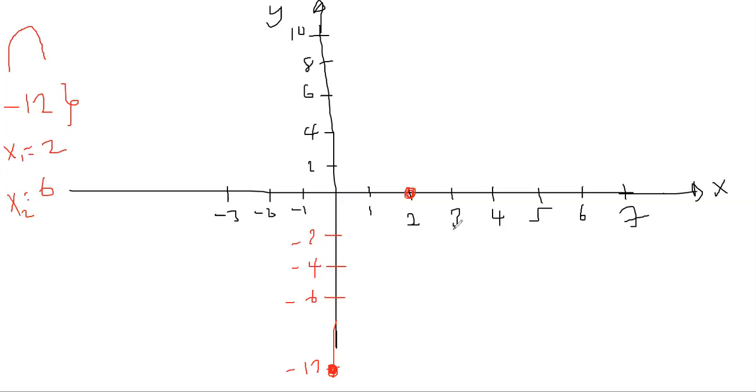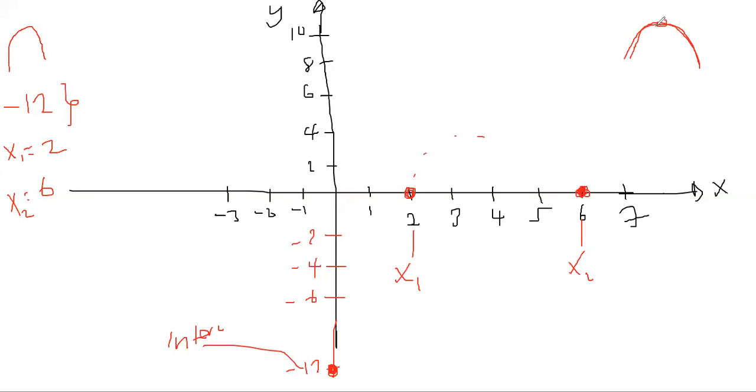Okay, so we have x1 equals 2 and x2 equals 6. So we have these points. This is our x1, by the way, and this is our x2. And this -12 is what? Our y or vertical intercept. So we know that the graph should look something like this.